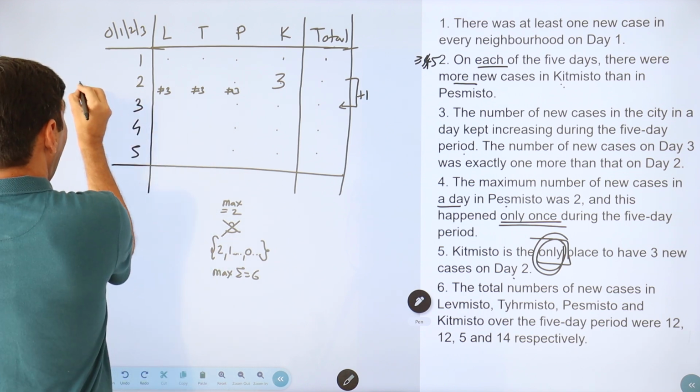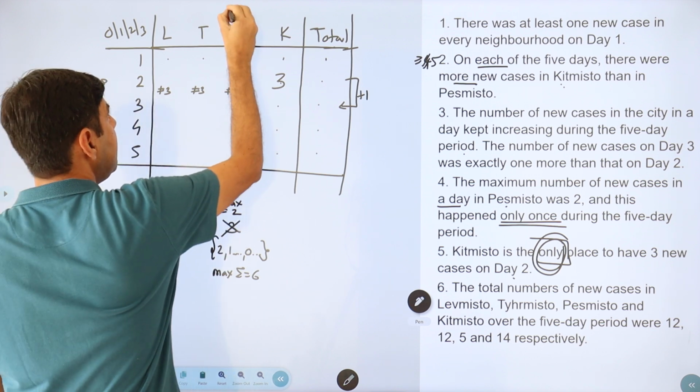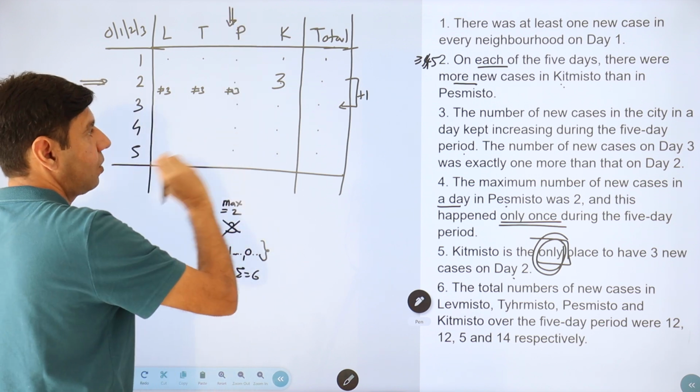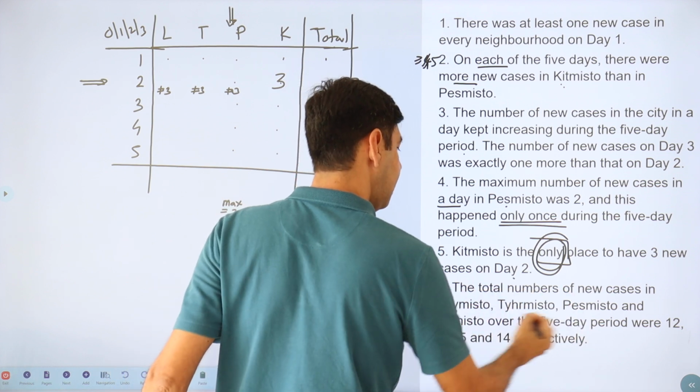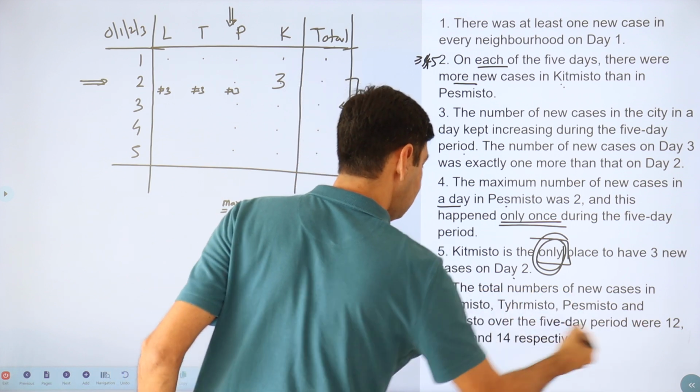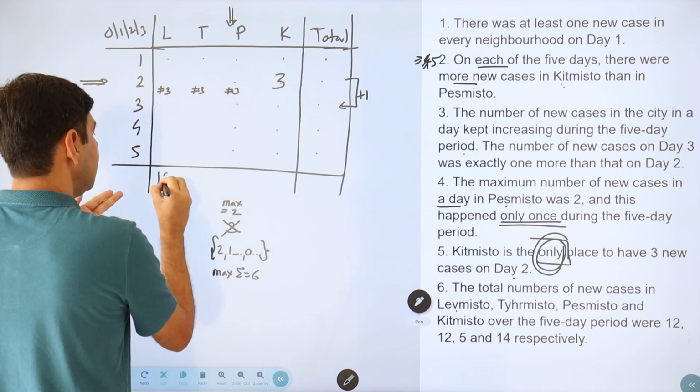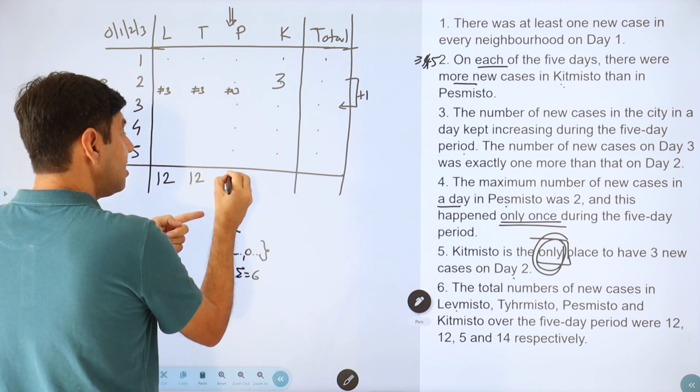So this row has a point where I can attack, okay, and this 1 year. Now the total number of new cases in LTPK over the 5-year period, oh, this total is given directly to me. So this is 12, 12, this is 5.